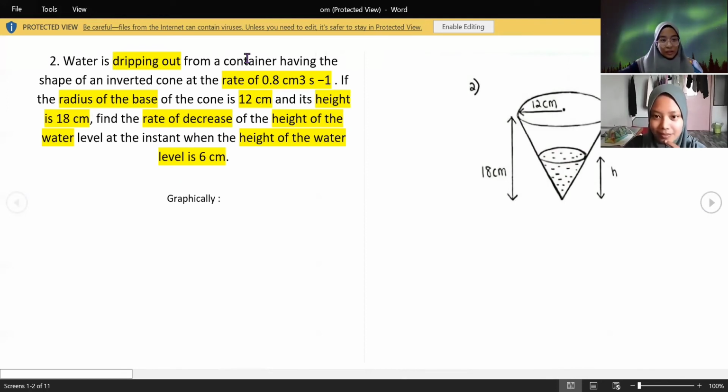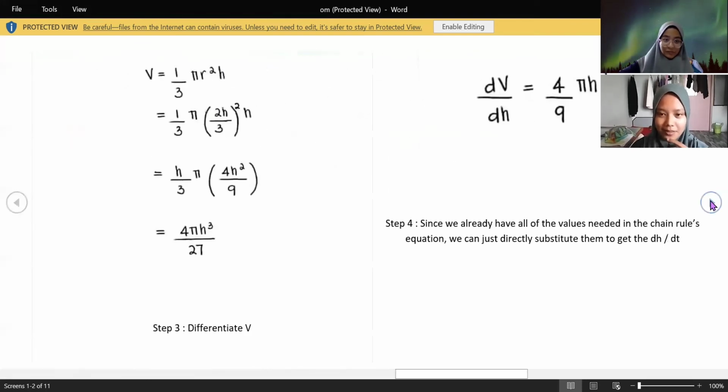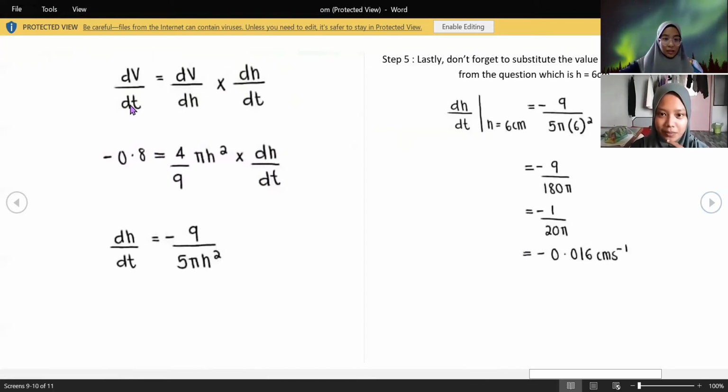So it gives us the given keyword, dV over dt is 0.8. Since it's dripping out, dV per dt is equal to negative 0.8, right? Yes. Okay. Then substitute everything. We get dH over dt is equal to negative 9.5 over 5 pi H squared.